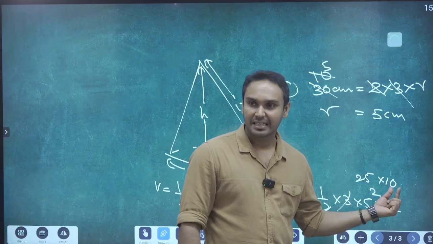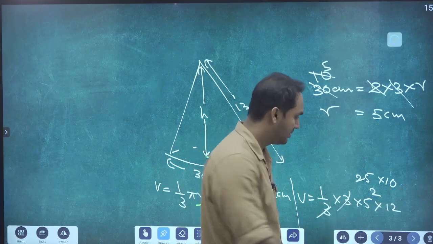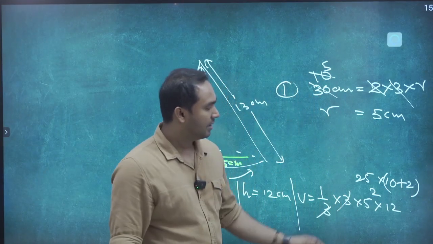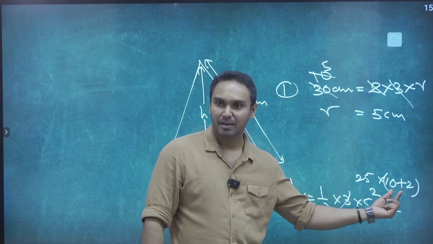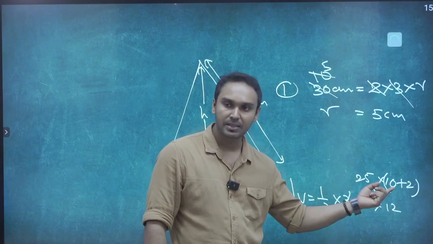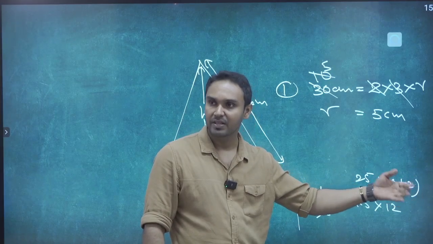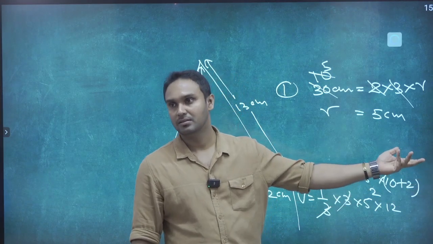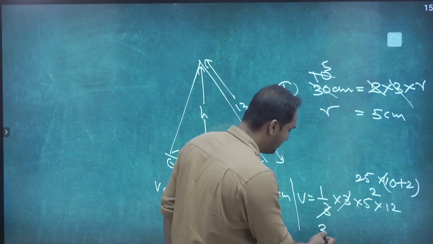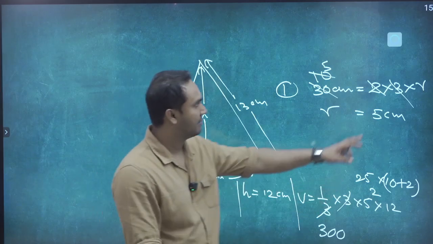Can we write 12 as 10 plus 2? Yeah? So I'm taking it as 10 plus 2. Now if I multiply this, we can easily multiply by 10 and 2, right? It's easier. Like 25 times 10 will be 250. 25 times 2 will be 50. 250 plus 50 is 300. Easy, right? Easy way of simplifying. So the volume is 300 cubic centimeters. You have the answer there.